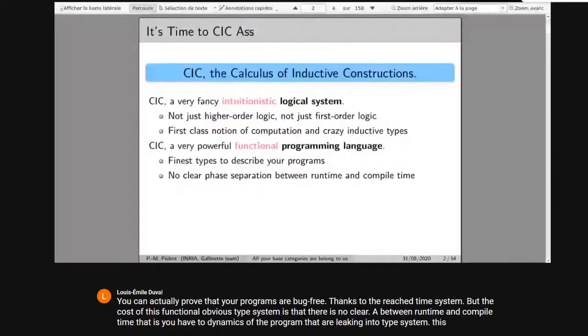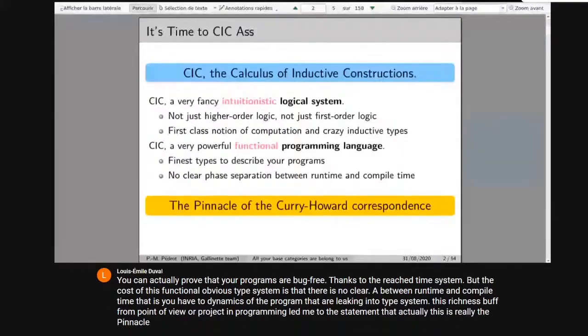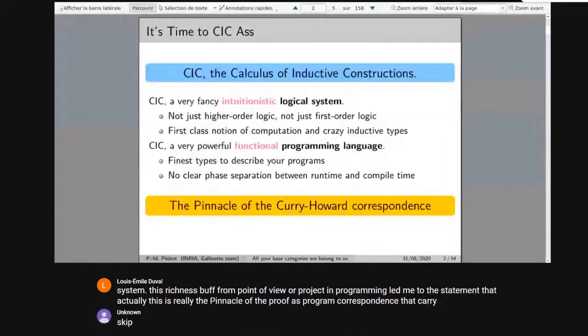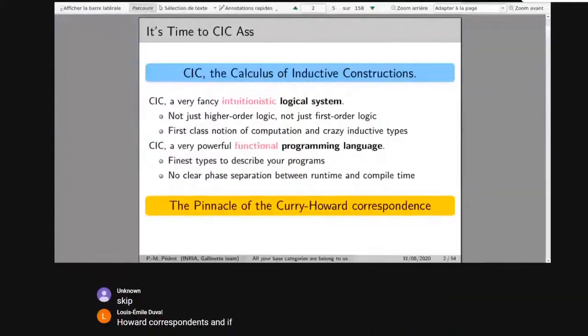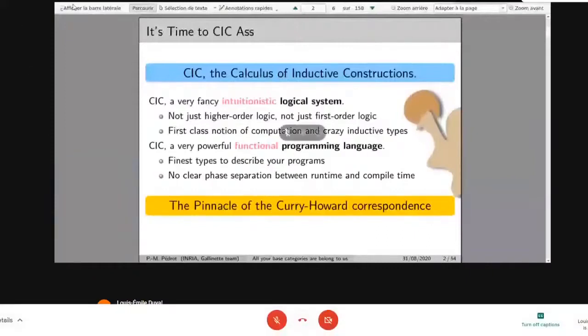This richness, both from the point of view of logic and programming, led me to the statement that this is really the pinnacle of the proof-as-program correspondence, the Curry-Howard correspondence. And if you have trouble imagining what this system is, just picture the Coq proof assistant, and this is essentially the system that is underlying the Coq proof assistant.